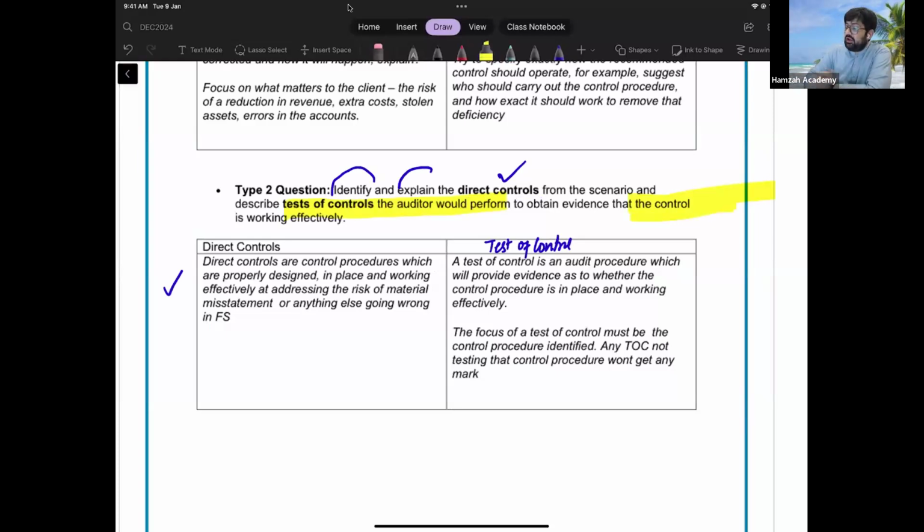So what are the direct controls? Direct controls are those controls which are designed and working properly, which are wonderfully designed by the company, which should have been there. And they are there. And it is very good.